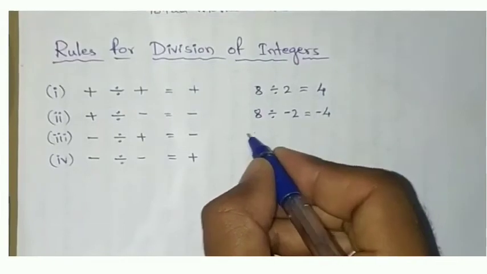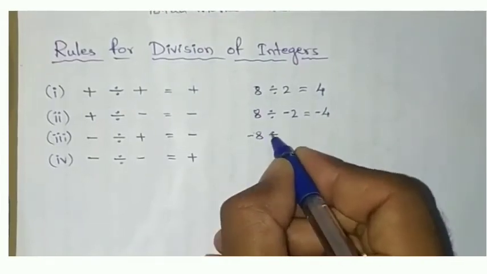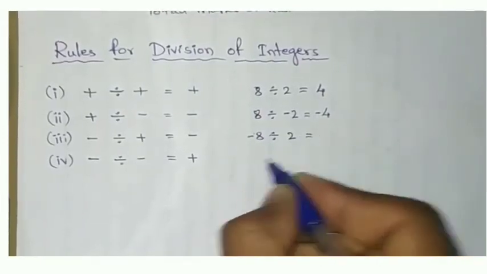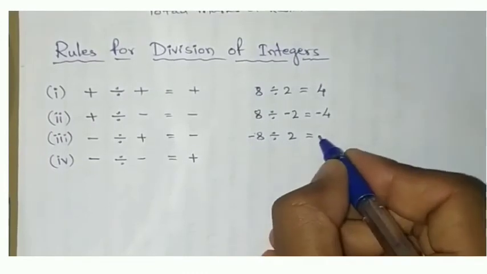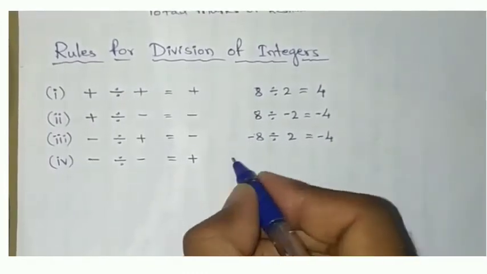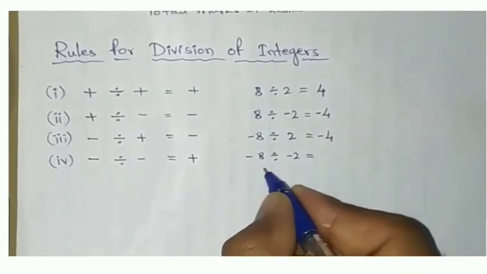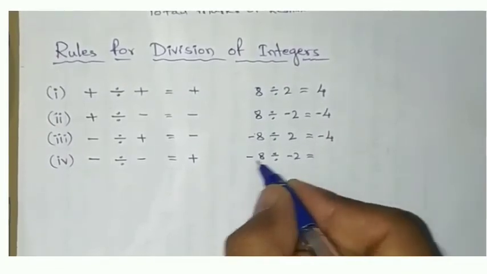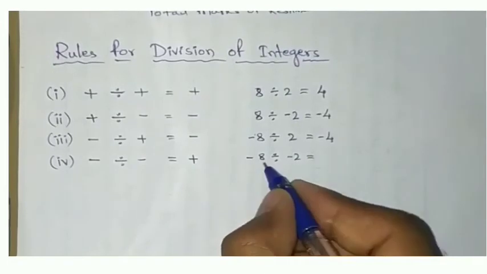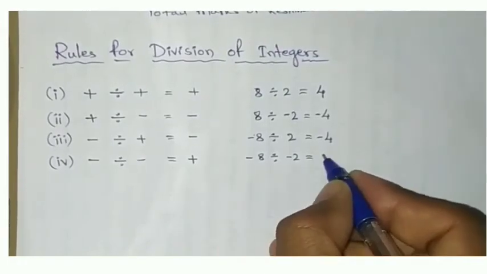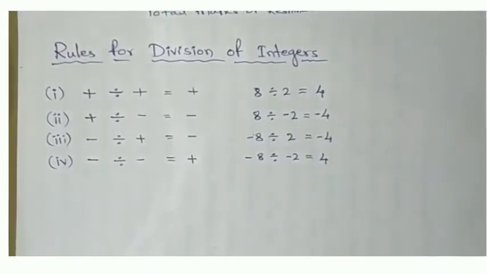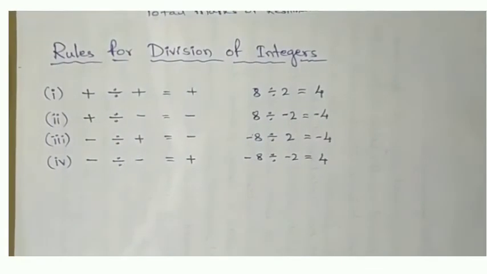Again, minus 8 divided by 2, so again here we will get minus 4. And minus 8 divided by minus 2, here minus divided by minus will get cancelled, meaning plus 8 divided by 2 will get 4. So like that you have to use the negative and positive signs.